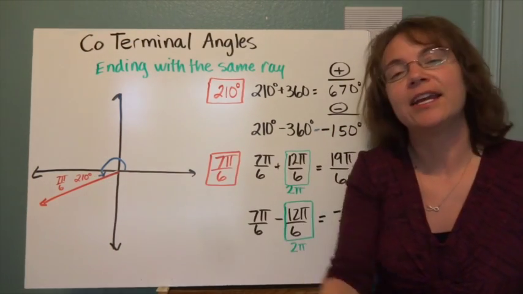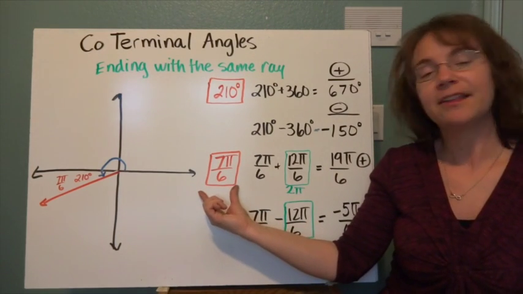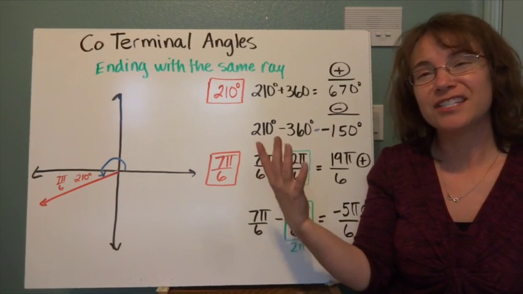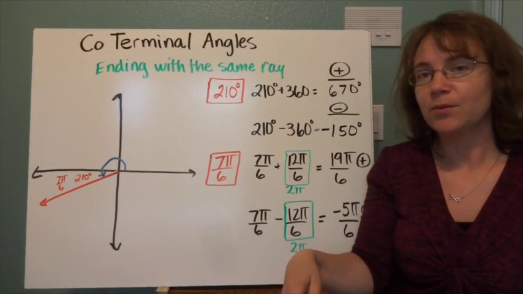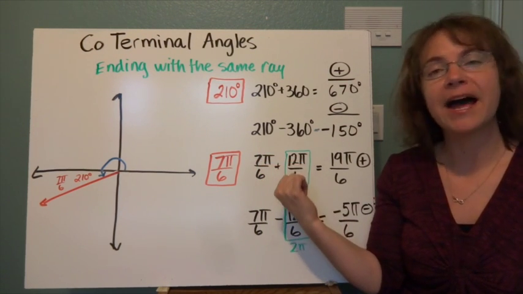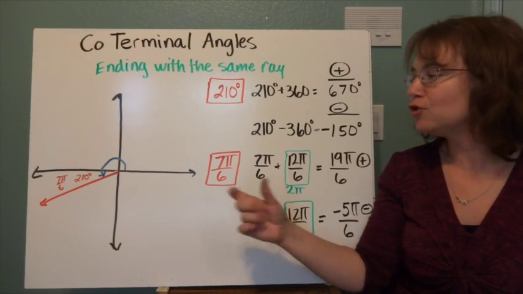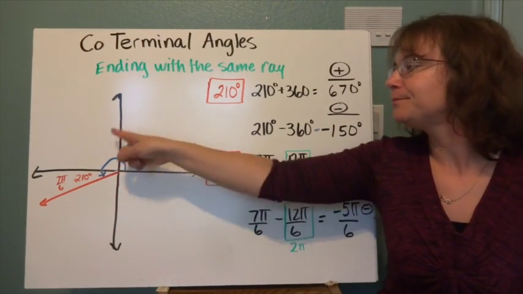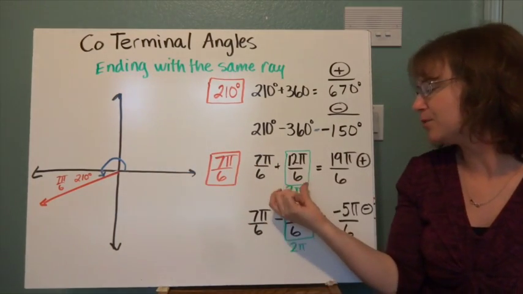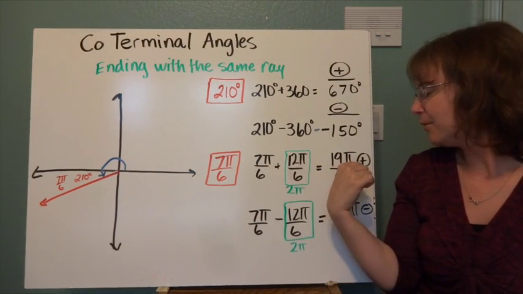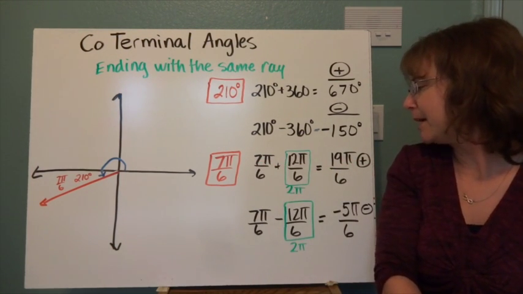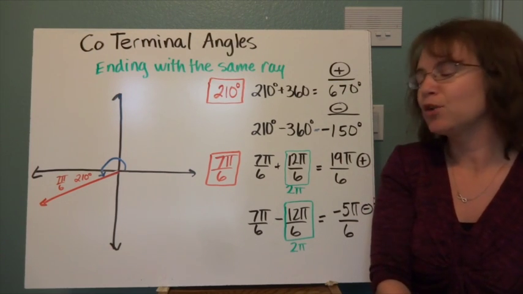Now say we looked at this in radians instead. So this is exactly the same angle, it's just in radians instead of degrees. And instead of adding 360 degrees, we add the radians. So we need 2 pi radians. So 7 pi over 6 radians plus 12 pi over 6 radians. That's the same as 2 pi. So I'm just adding on another 2 pi radians, which just gets me right back to that same ray, and that's just 19 pi over 6. So 7 pi plus 12 pi is 19 pi over 6, and that's a positive coterminal angle.